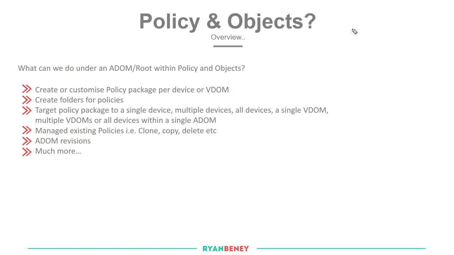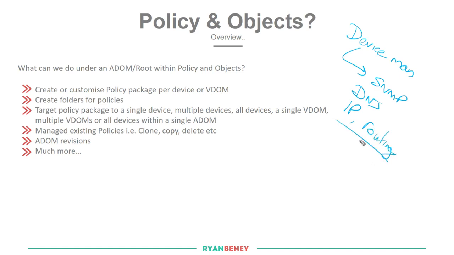So we've talked previously about the device manager, and we said that the device manager is where things like the SNMP settings live, DNS, IP, so where you would set interface, routing, and so forth. Moving on, what we're going to have a discussion around is where you're spending most of your day-to-day changes, which would be the policy and objects tab.